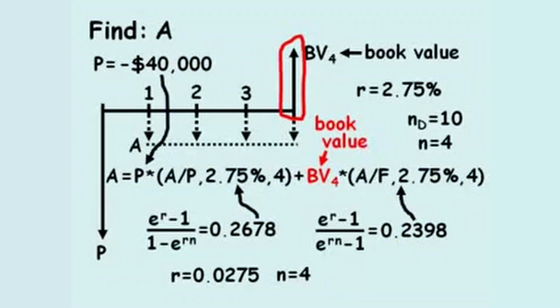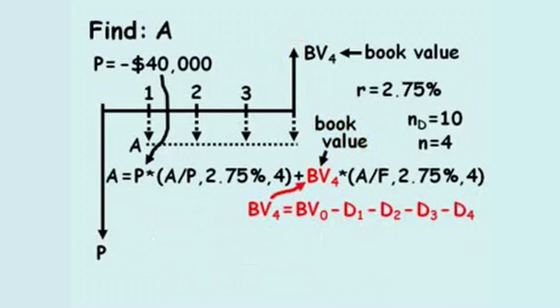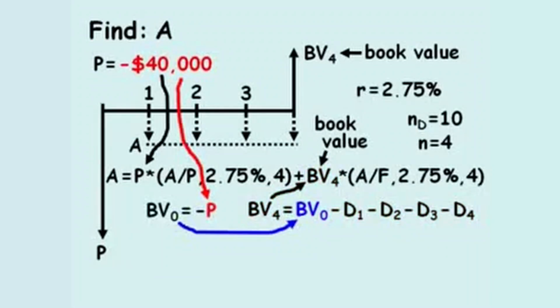At this point, the last variable we need to compute the equivalent annual amount, A, is the book value, BV4. The book value is the value an asset can be sold for at year J, which equals the initial book value minus the depreciation for all years 1 through J. The book value at the beginning of the first year equals negative P, which is positive $40,000.